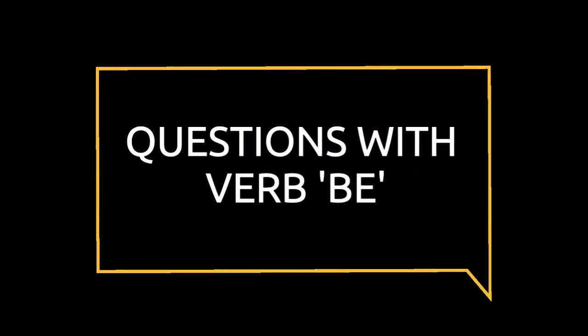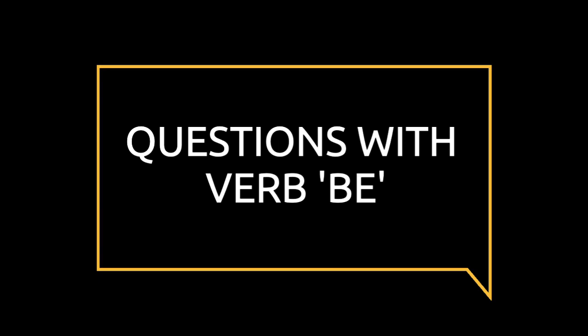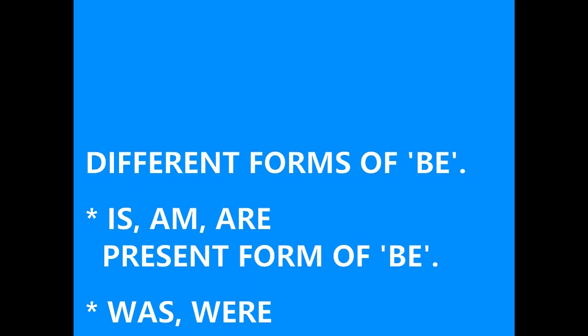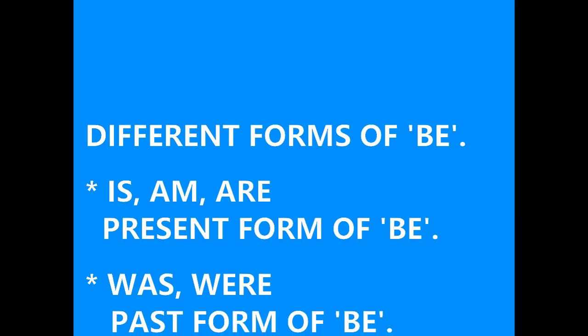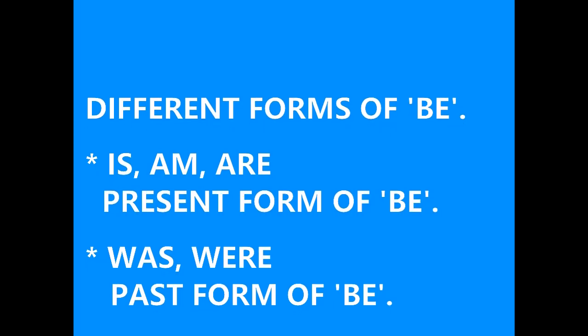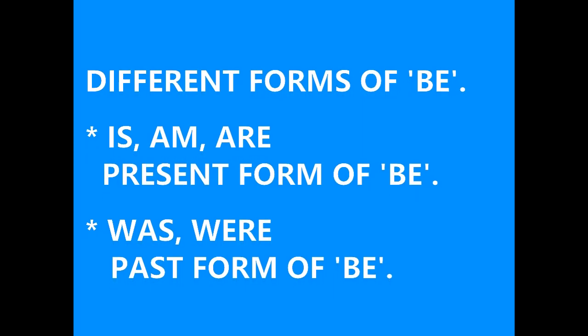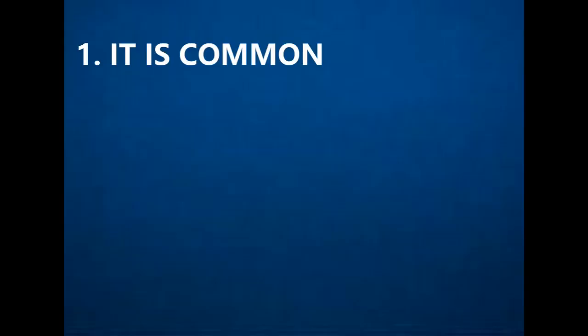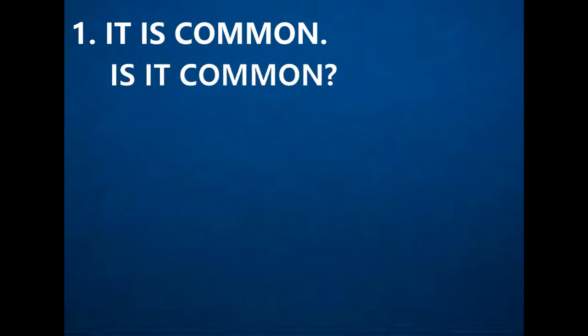Second type of question. Questions with verb be. We have different forms of be in English. Is, are. These are the present forms of be. Was and were are the past forms of be. Let's see how to form questions with these forms. See the example. It is common. We know that is is the present form of be. So you have to take that is in the beginning. Do not forget to write I in caps. So you have to write, Is it common? You have to put that is in the beginning, then write the rest of the sentence. Is it common?